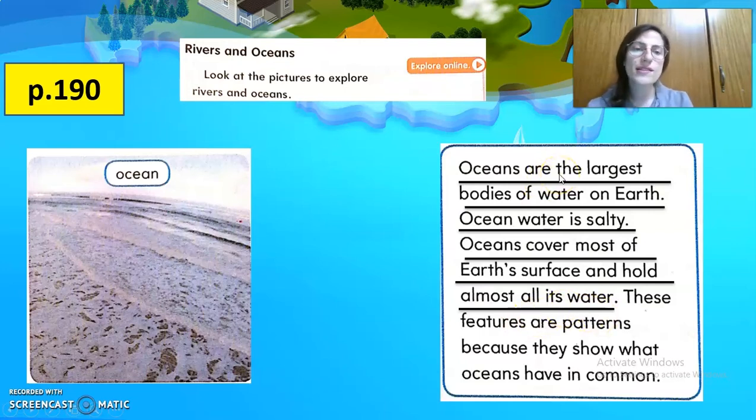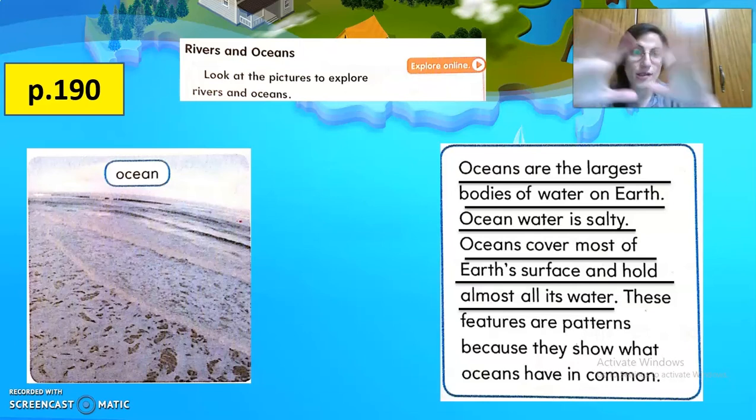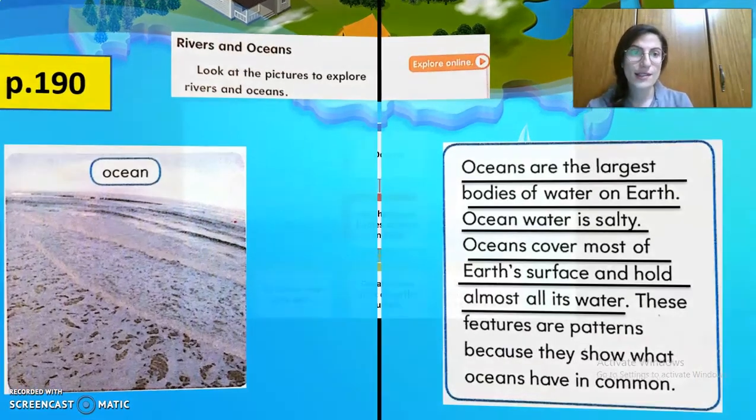Again, oceans are the largest bodies of water on Earth. Clear so far? What about the type of water in the ocean? The ocean's water is salty. We said that the oceans cover most of Earth's surface and hold almost all of its water. Okay? Clear so far? Let's continue.